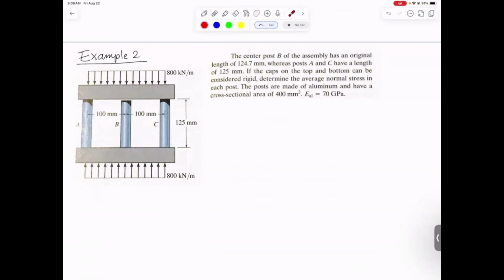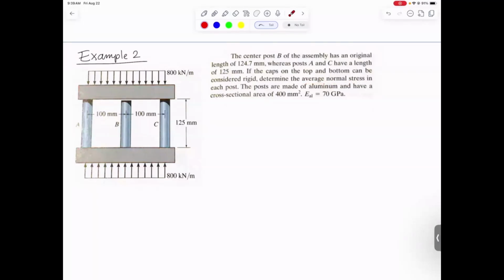So what do we have going on here? We have 3 posts, A, B, and C, and it says that that center post B has an original length of 124.7 millimeters. The other 2 are a full 125 millimeters. So before this gets loaded at all, there's a little gap right here. Then it gets loaded with these 800 kilonewton per meter distributed loads. We're assuming that these caps do not bend or deform at all compared to the posts. And then the question is actually to find the average normal stress in each post.